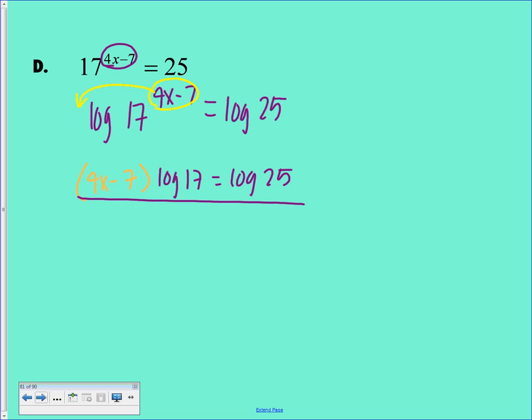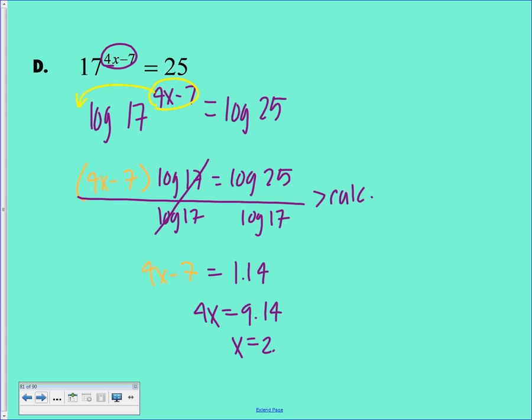Well, in solving for x, I want to get rid of this log of 17. So I'm going to divide each side by log of 17. So I'm left with my 4x minus 7 on the left side because my logs cancel, and then log 25 divided by log 17. Oh, I put this in my calculator. So log of 25, hit enter, divide by log 17. That should give me 1.14. Please make sure you're doing this on your calculator, that you're getting the same numbers. So 4x minus 7 equals 1.14, so then I'm going to add 7. So that's going to equal 8.14, divide by 4, so x should equal 2.03.